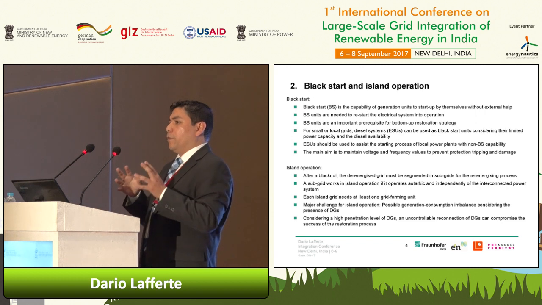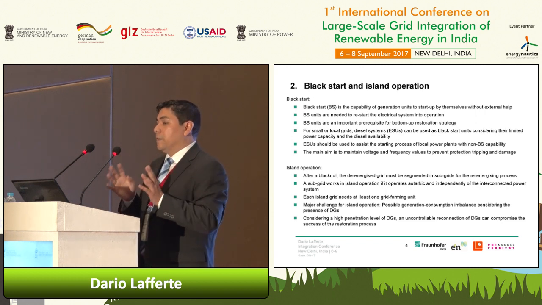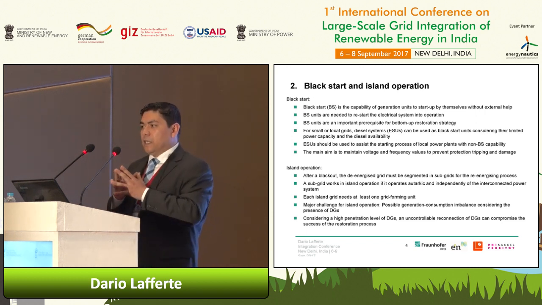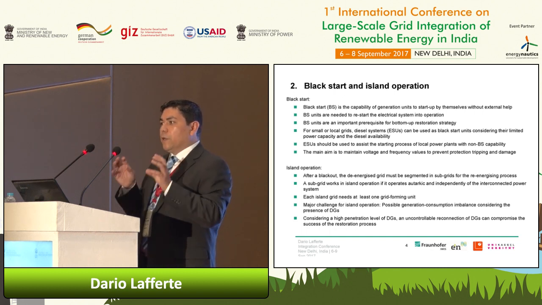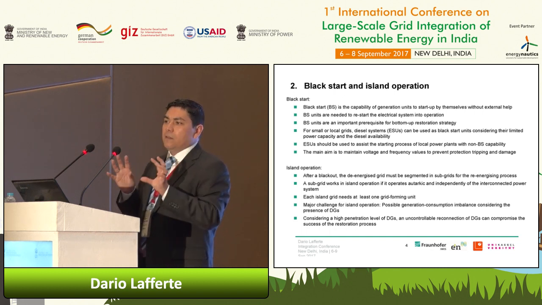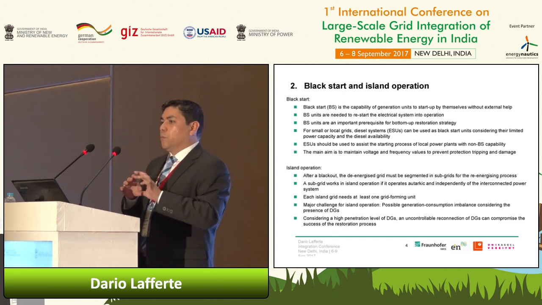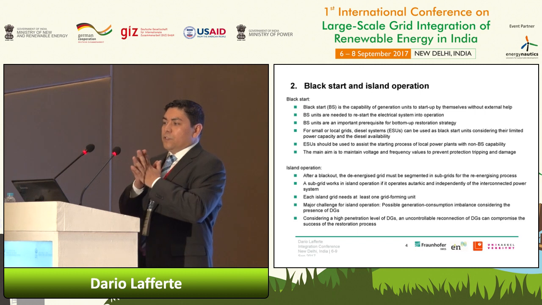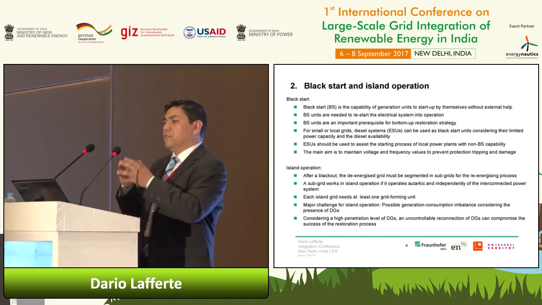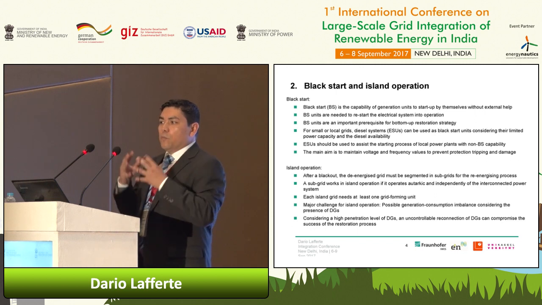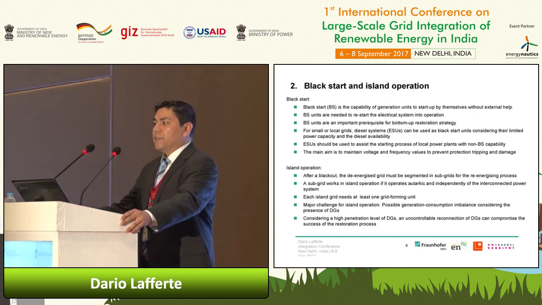For that reason, considering that, for example, PV systems at the moment don't have Black Start capability, we need to use a mobile diesel system to provide this cranking power for the grid, and after that, consider the possibility to move this mobile diesel system to another subgrid in order to support the restoration process of the entire grid.